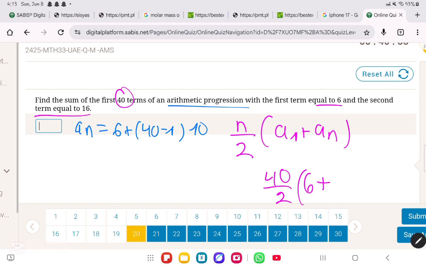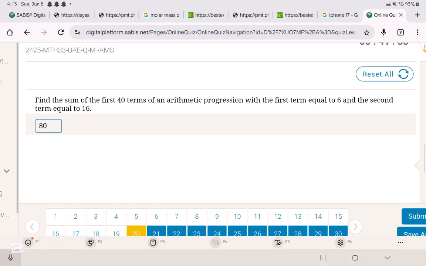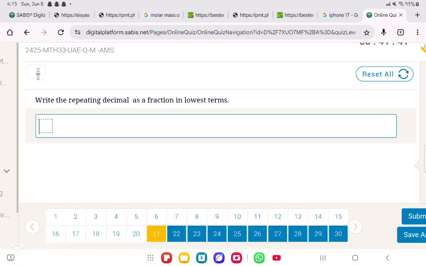So put it on the calculator. 6 plus 40 minus 1 times 10 will give you an answer of 396. So 40 over 2, n over 2, times a1, which is 6, plus an, which is 396. It's supposed to give us an answer of 8040. So the sum of the first 40 terms of the arithmetic progression is 8040. We move on to the next question.